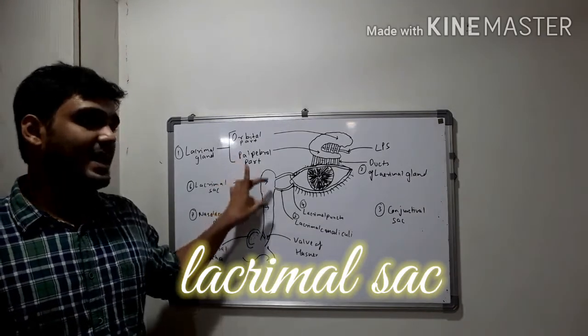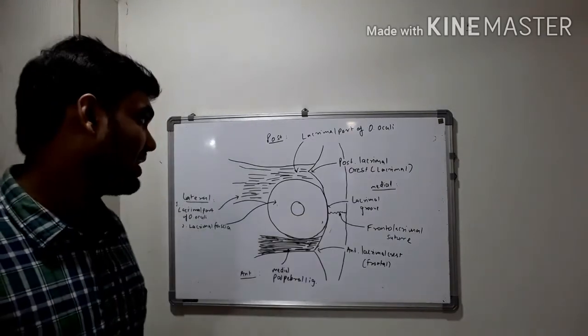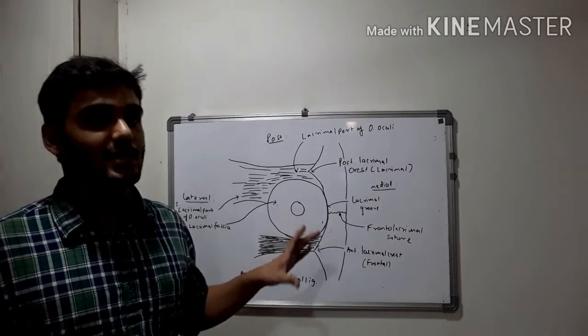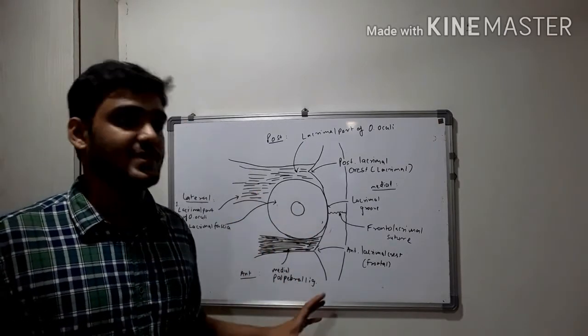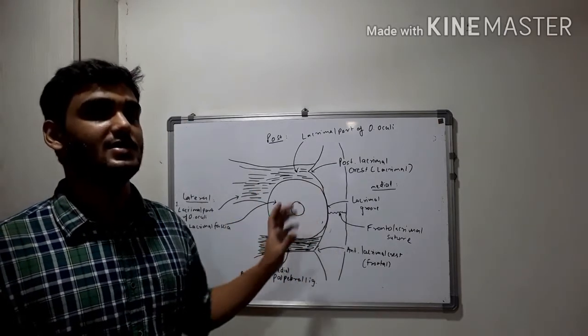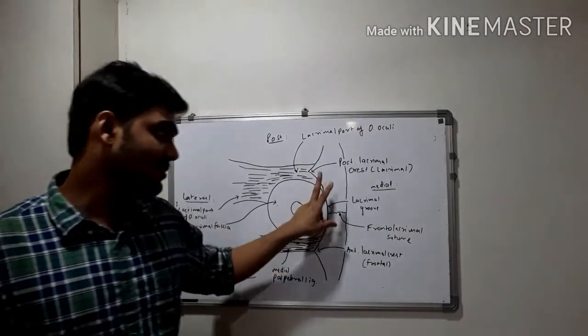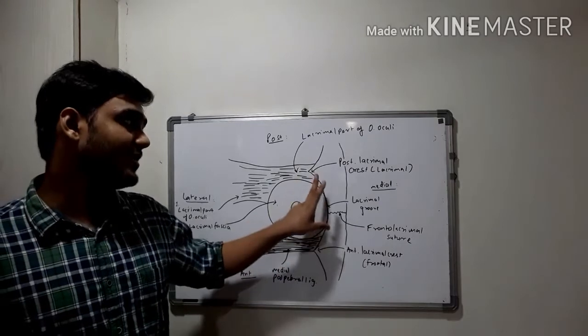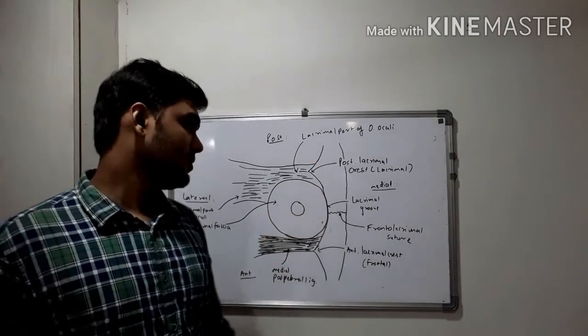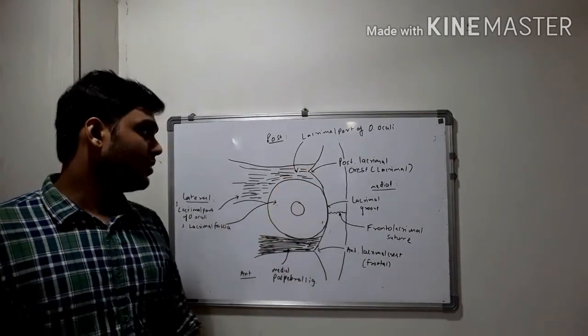Then we have the lacrimal sac. The lacrimal sac is lodged in the lacrimal groove, a bony groove, which is bounded anteriorly by the anterior lacrimal crest, which is a part of the frontal bone, and the posterior lacrimal crest, which is a part of the lacrimal bone. And here you can appreciate the frontal lacrimal suture, the suture which joins these two bones. So that is the lacrimal groove.